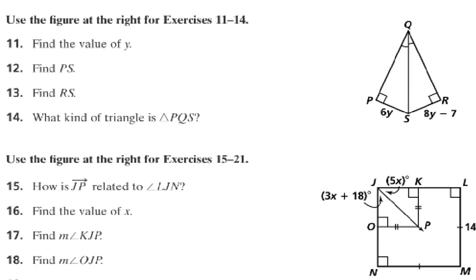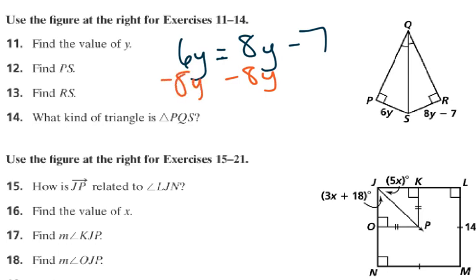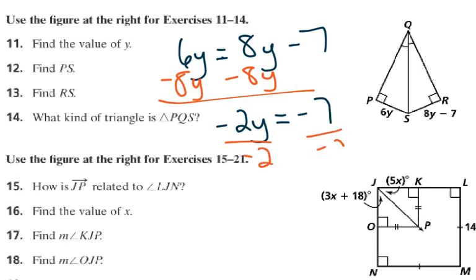Using the angle bisector theorem, what we can conclude is that these two are going to be congruent. So we're going to have an equation that's going to be 6y equals 8y minus 7. And we're going to have to move the 8y because otherwise there won't be anything left over here. And we'll get negative 2y equals negative 7. And then we're going to divide by negative 2. And we get that y is 7 halves.